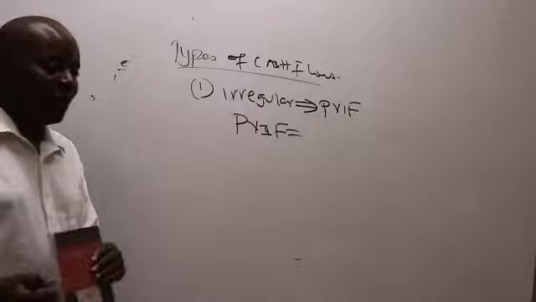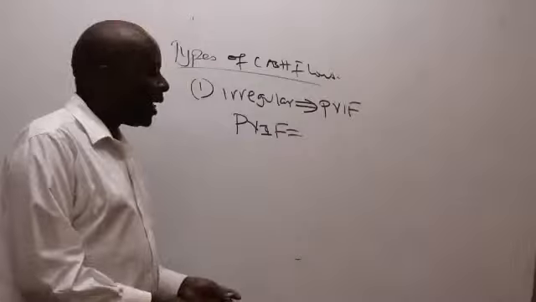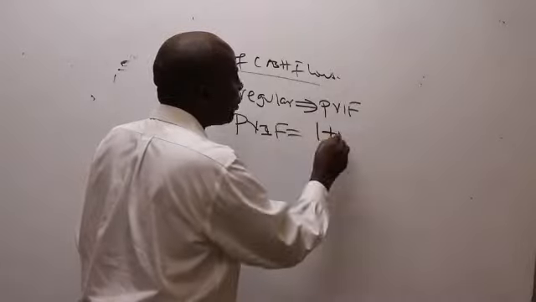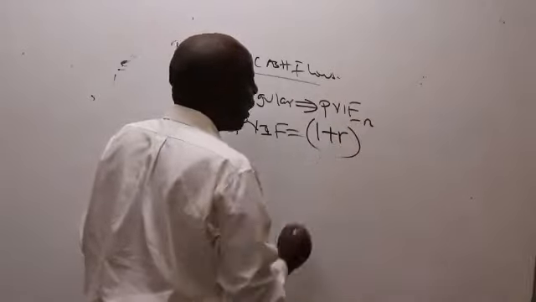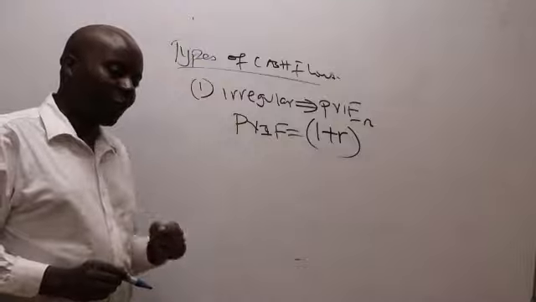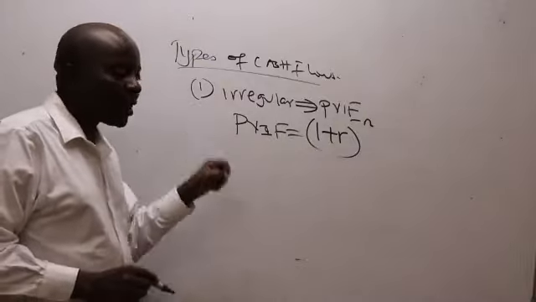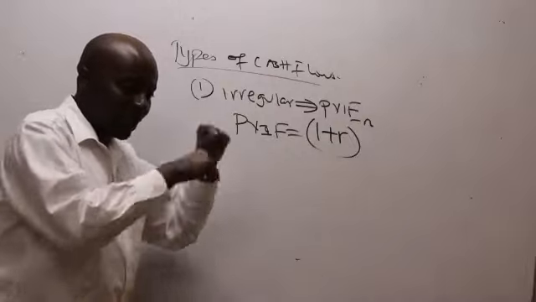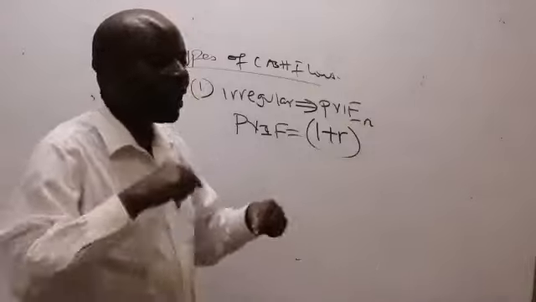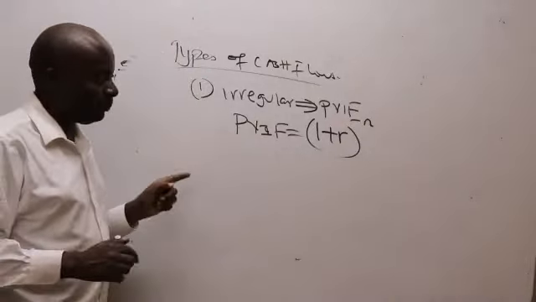PVIF equals, remember, thank you very much, Stephen. Yes, Stephen has said irregular cash flows, we shall always discount them using this formula: 1 plus R raised to negative N. Remember that irregular cash flows are those cash flows that fluctuate. Today you're getting 50, next year you're getting 40, another year 70, so they're irregular. And if they're irregular, this is how we shall always discount them.